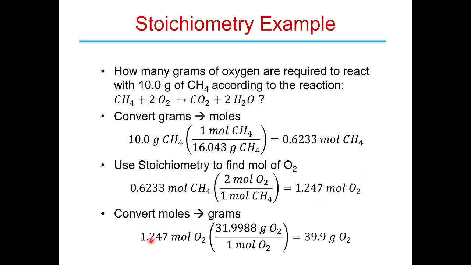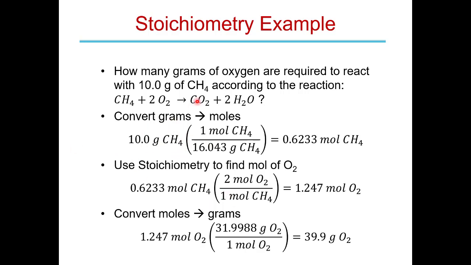O2. So there's 1.247 moles of O2, about 32 grams per every 1 mole, so 31.9988 grams of O2 in every 1 mole of O2 molecule. So again, the moles of O2 will cancel out, and that tells us how many grams of oxygen gas we would need to react with all 10 grams of methane that we have.